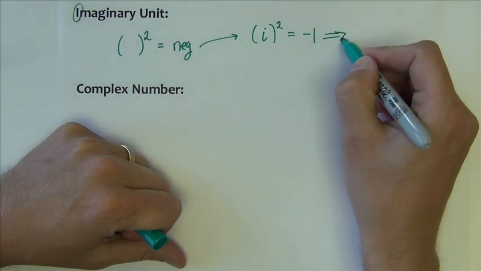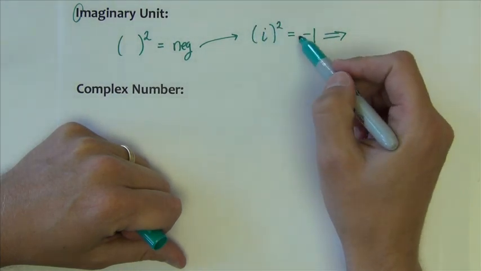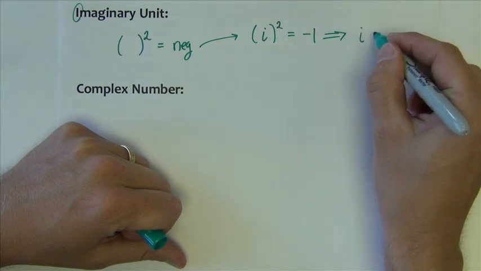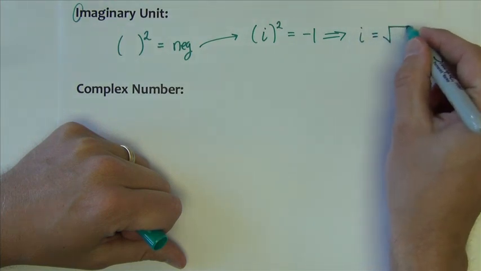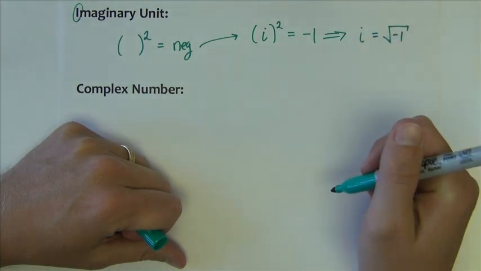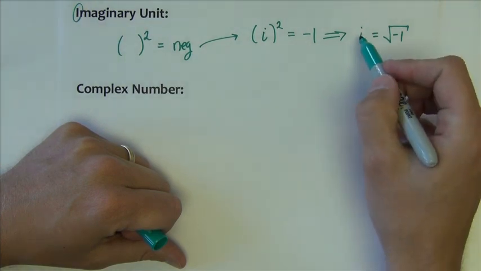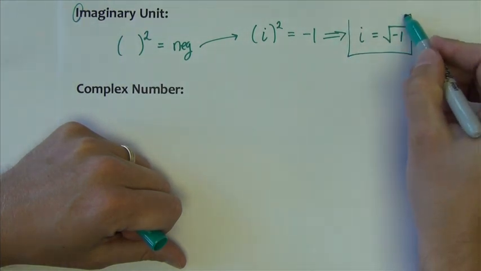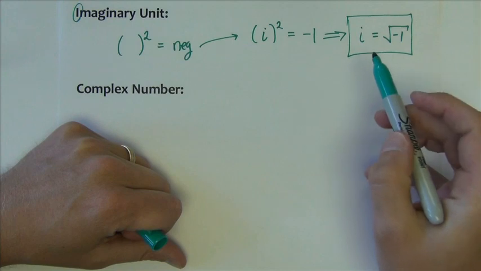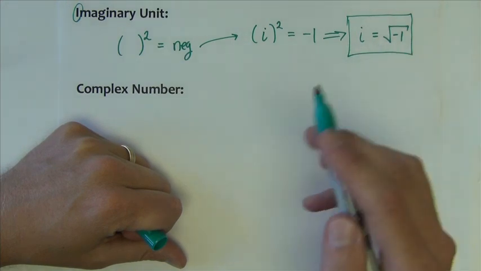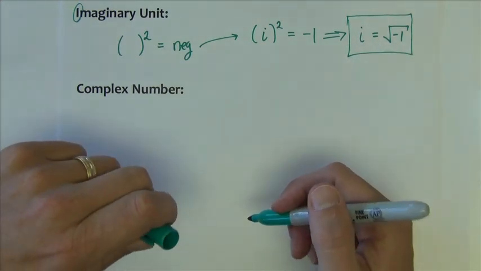Therefore, if I take the square root of both sides, we get that i is the square root of -1. So there's our imaginary unit, or our imaginary number: i is equal to the square root of -1.